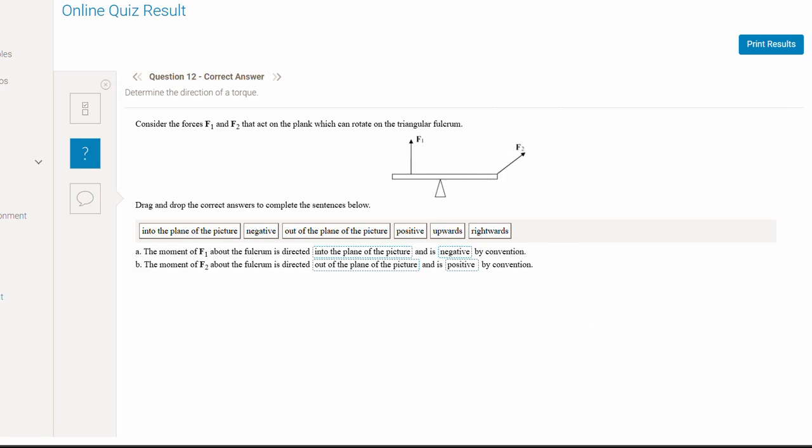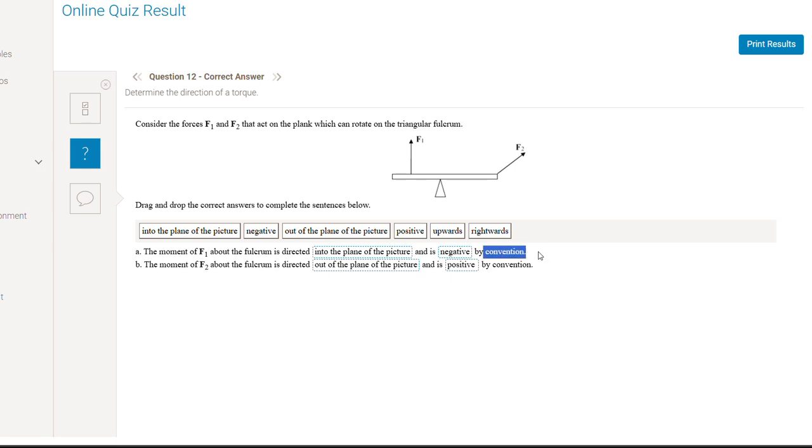For F1, however, it's the opposite. If you put it here, you're going to realize it's hard. You just need to rotate your hand. If you rotate correctly, it's going to be like this, and the thumb is going to be going like this. So it's going to be going into the plane, and that is negative.